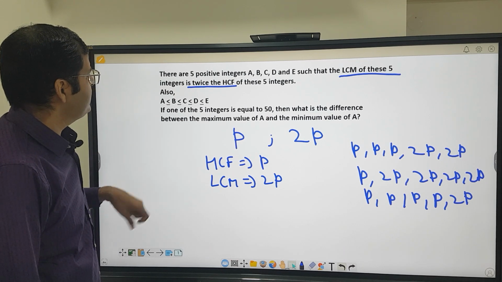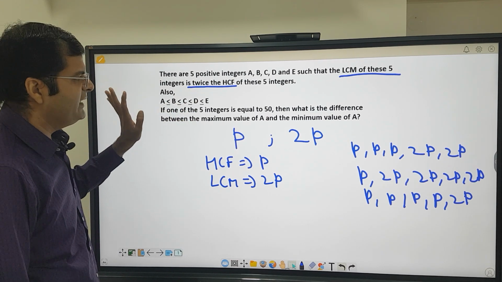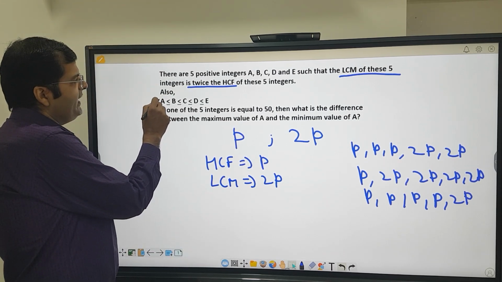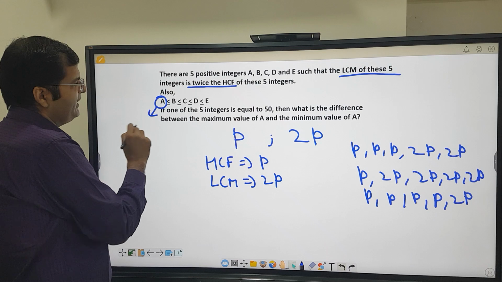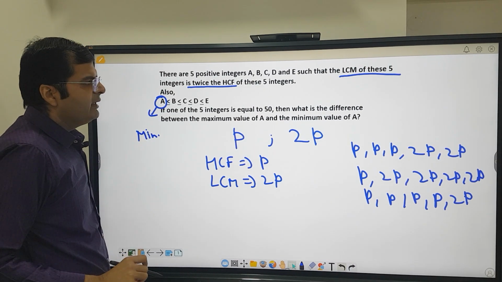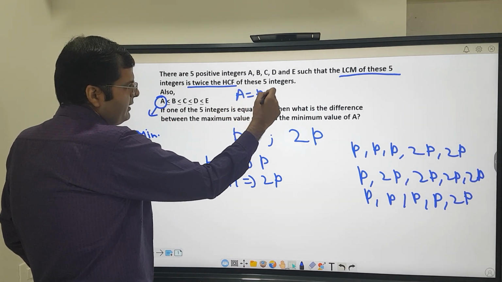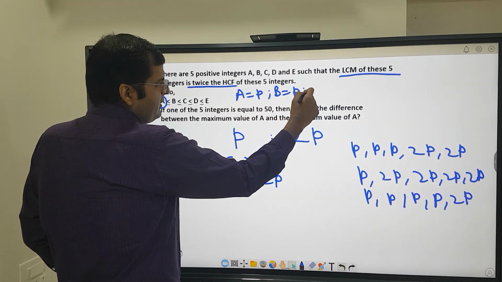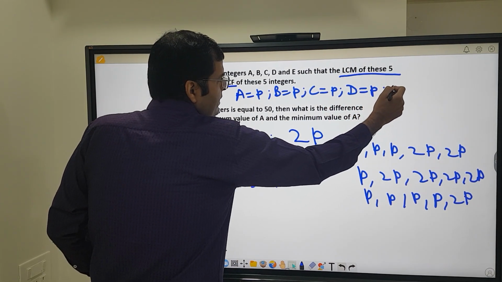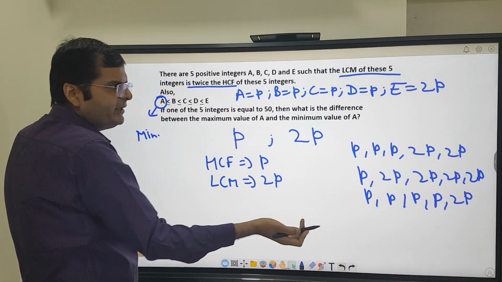Now it also says that a is less than or equal to b, less than or equal to c, less than or equal to d, and less than or equal to e. So what it means is a has to be the minimum, definitely. Why? Because a can be equal to p, b can also be equal to p, c can also be equal to p, d can also be equal to p, but then e has to be equal to 2p because one of them has to be 2p.